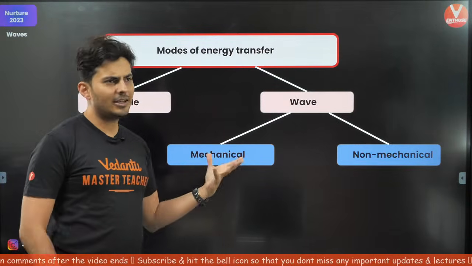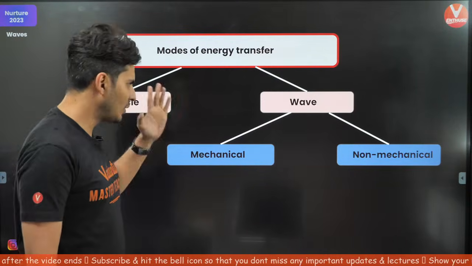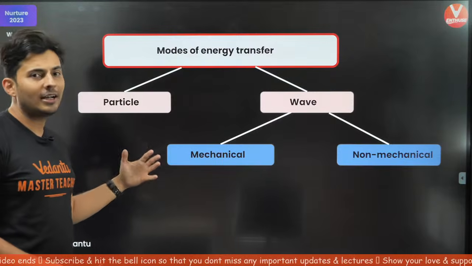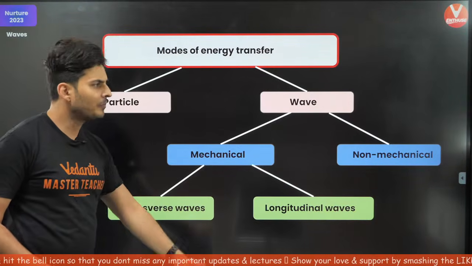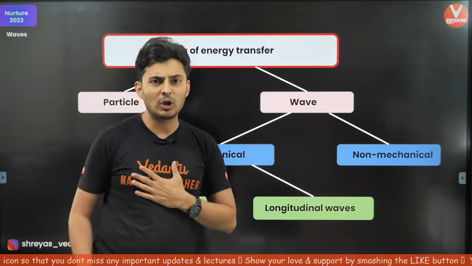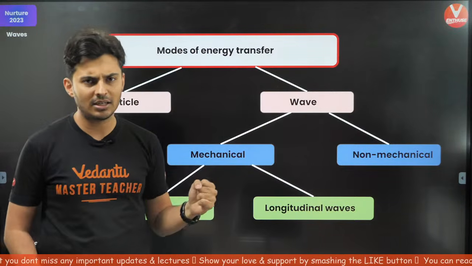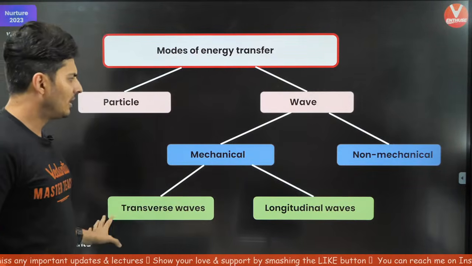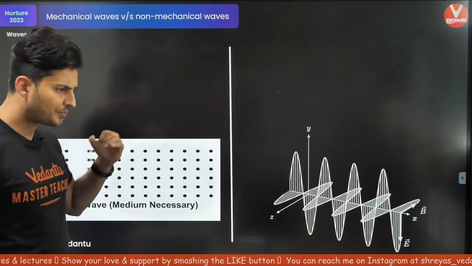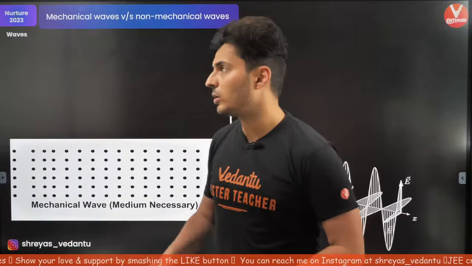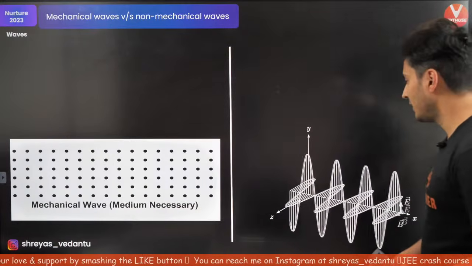What is the meaning of mechanical, non-mechanical? I'll come to it in case you have forgotten. And mechanical also I can classify into 2 further types, transverse and longitudinal. Usually the non-mechanical waves we talk about are transverse in nature. We'll talk about what these definitions mean. So let's get started with these definitions. First let's talk about what is mechanical, what is non-mechanical.